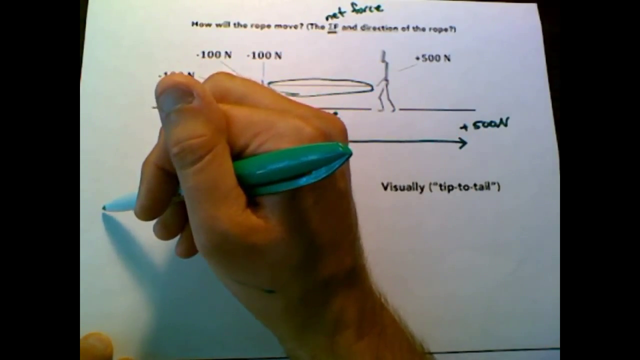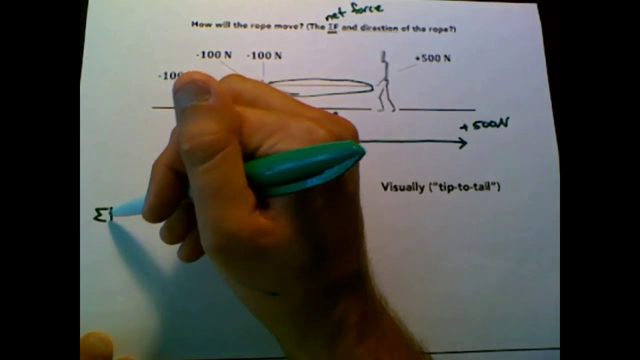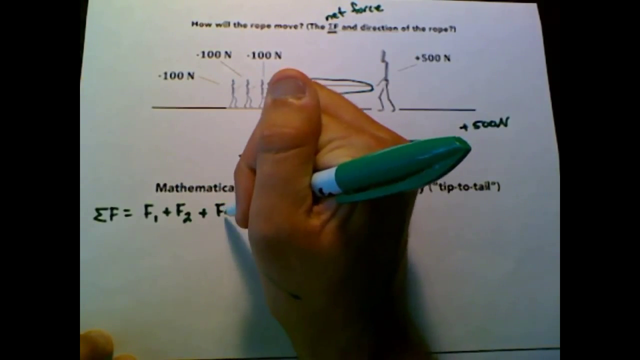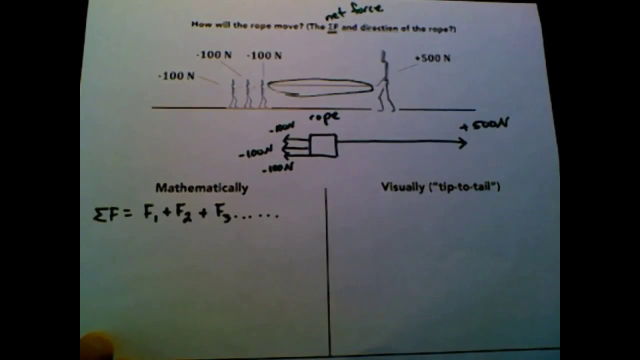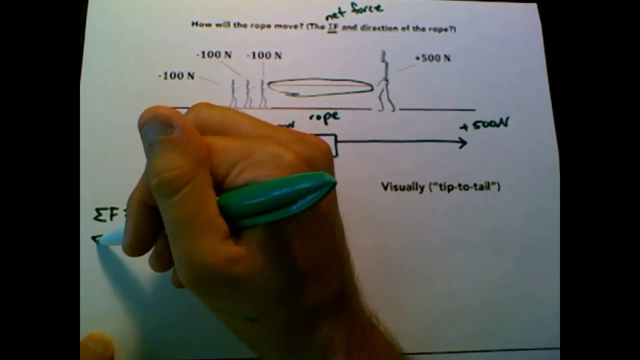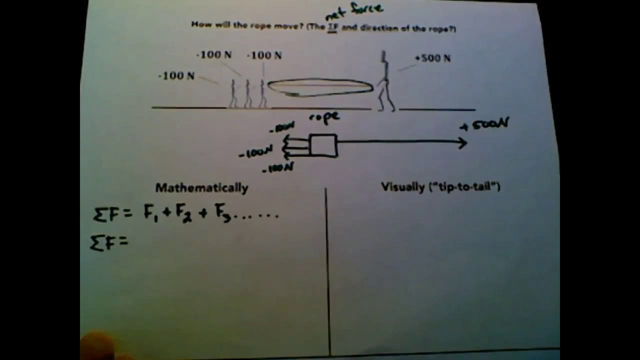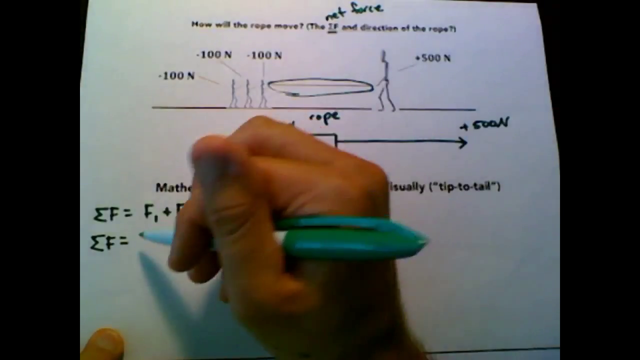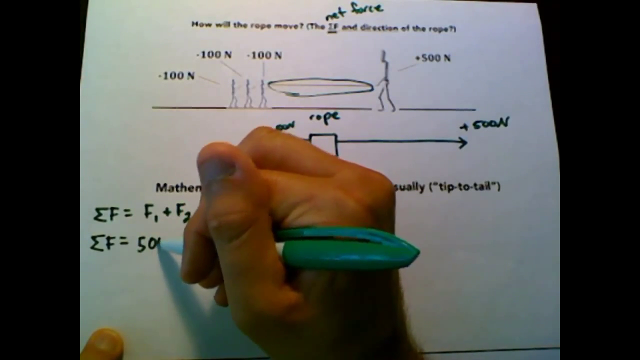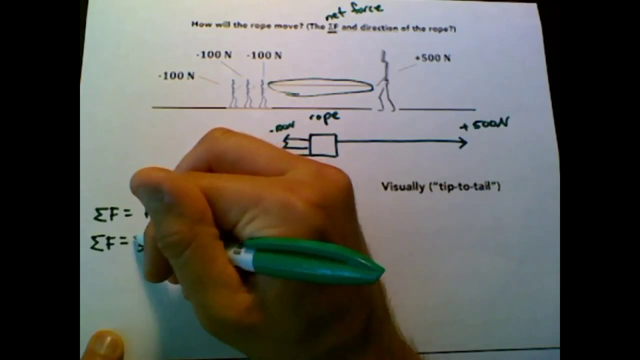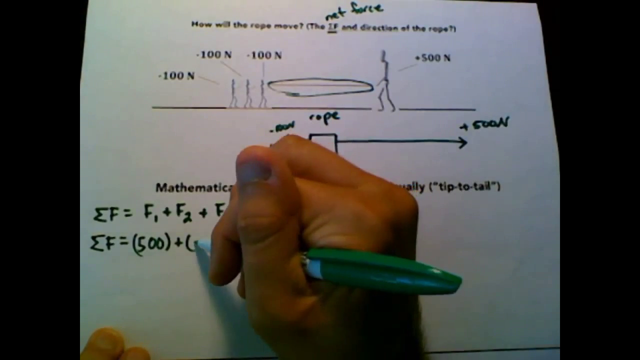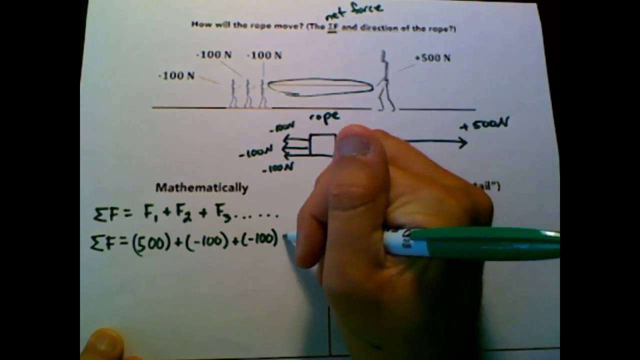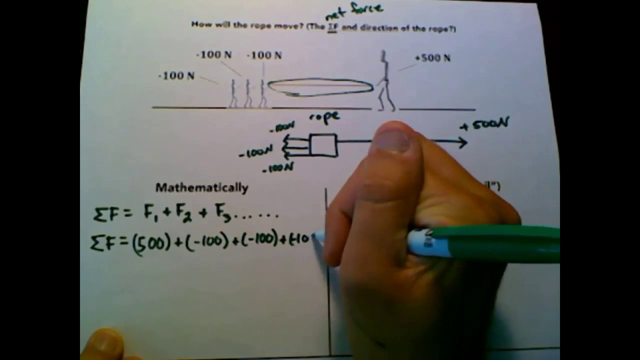So mathematically, my net force is just equal to adding up all the forces that are acting on the object. All right. So I'm just going to kind of draw dot, dot, dot. All right, our net force then, and this is just in general, I like to start with my positives first, is we have a force of positive 500 newtons, so 500 newtons, all right, plus, and then what's my other force? Negative 100 newtons plus my other force, so I have three negative 100 forces acting on my object.